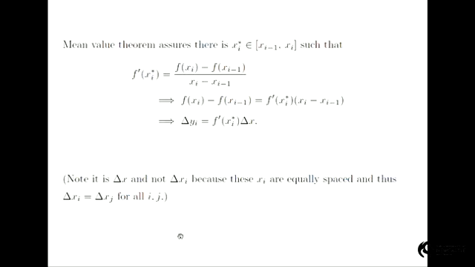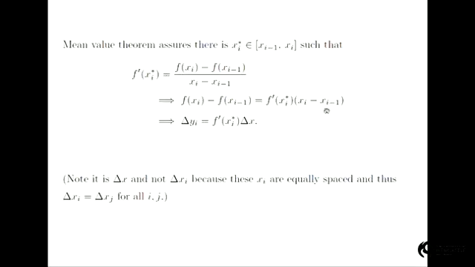So the mean value theorem assures that there is an xi asterisk in this range such that the slope of the line is equal to the derivative evaluated at that point. If I take this equation and multiply through by the denominator here, we get f evaluated at xi minus f evaluated at xi minus 1. F is the function that gives the curve. Maybe I didn't make that very clear.